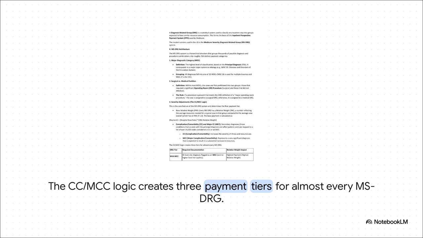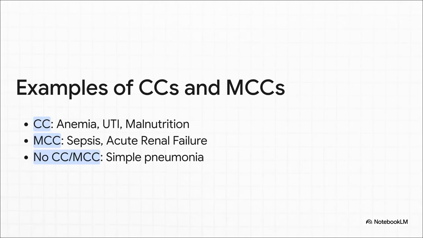But an MCC, that jumps you all the way up to the highest payment tier, which directly reflects the massive increase in resources needed to treat that much sicker patient. To give you a bit of context here, a CC might be something like a simple nutritional anemia or malnutrition, but an MCC, that represents highly severe conditions.